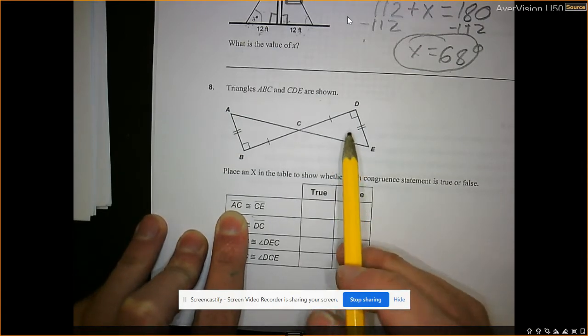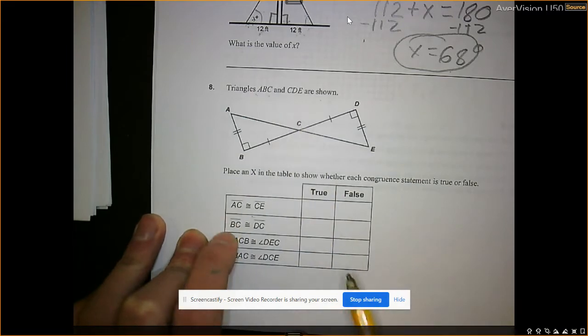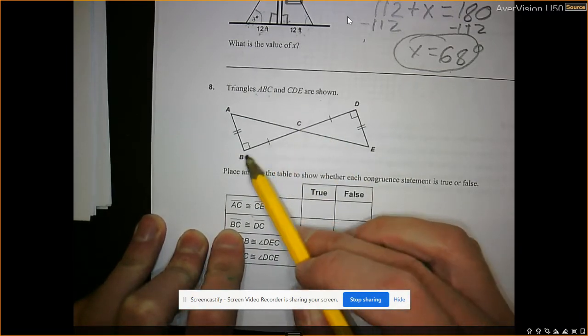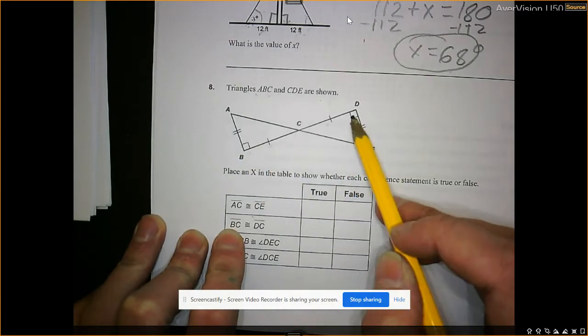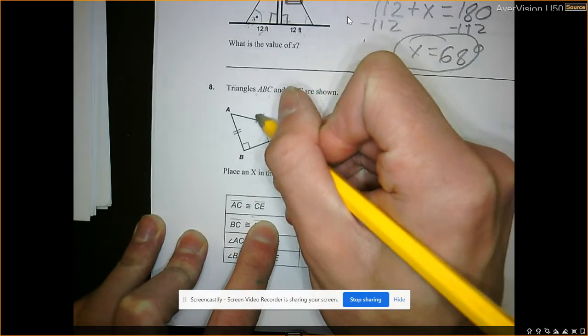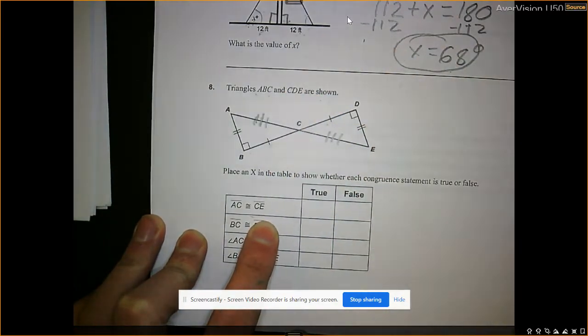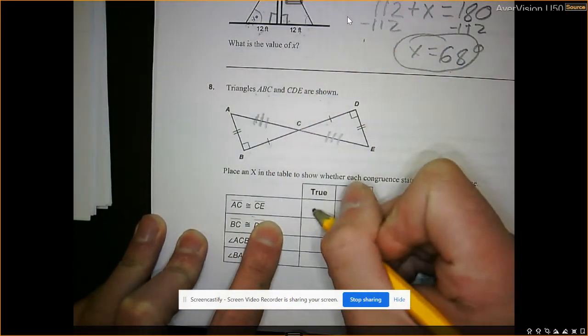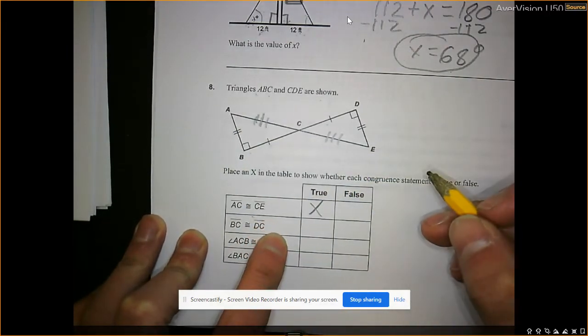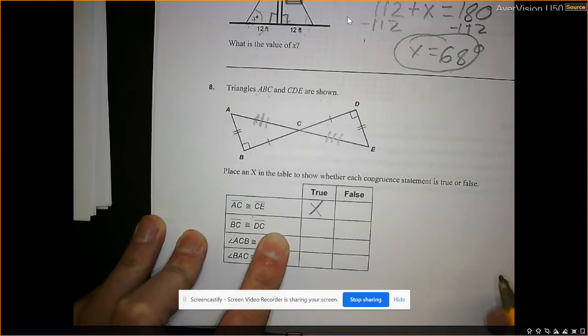Yes, we can. We know these two triangles are congruent because of side, angle, side, right? They share that in common. So that also means that this side, we'll call it 3 ticks, has to be congruent to this side. Okay, so yes, that's true. AC is congruent to CE, because those are corresponding parts of congruent triangles.